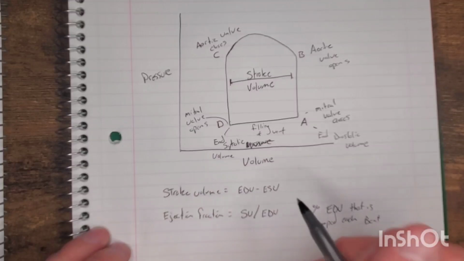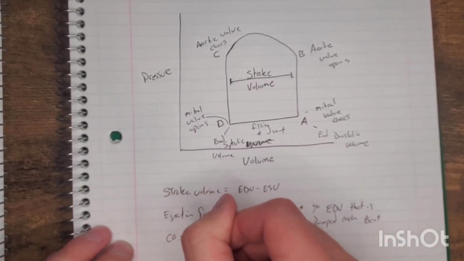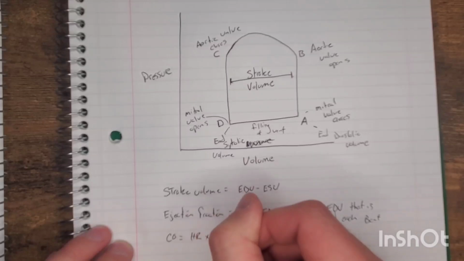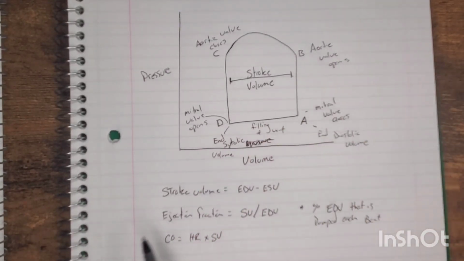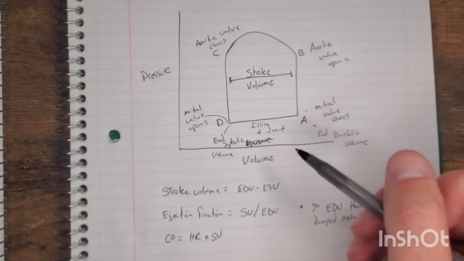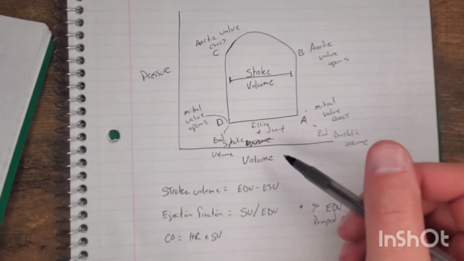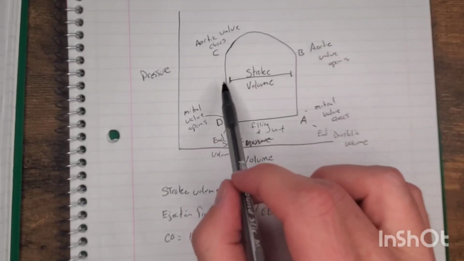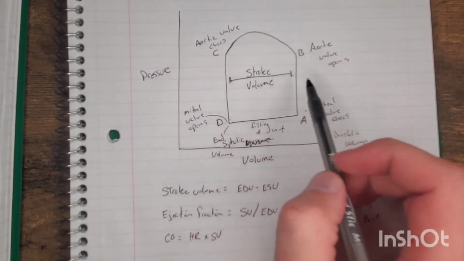Cardiac output, we can also measure cardiac output. Cardiac output is going to equal the heart rate times stroke volume. So for that, we will need to know the heart rate, but we can calculate that. And there's a few things that can change the stroke volume. Let me talk about really quick some of those things.